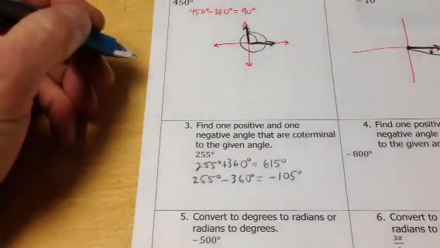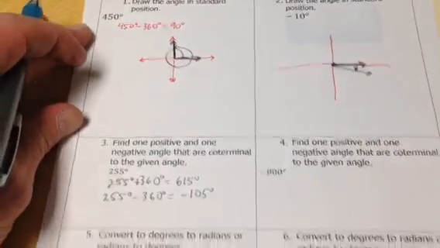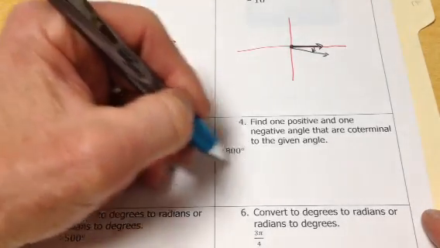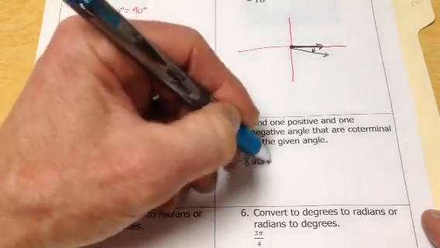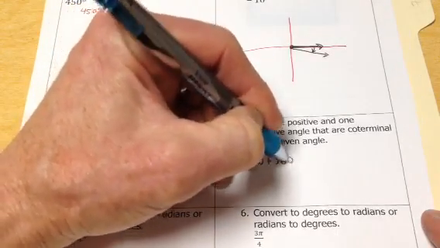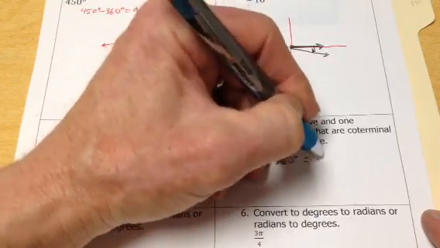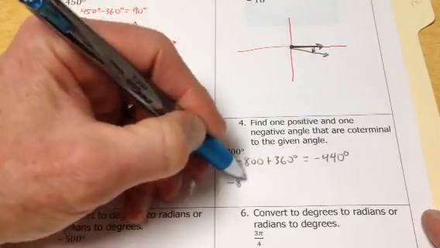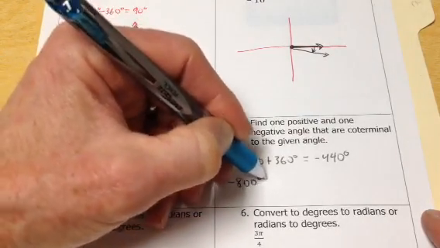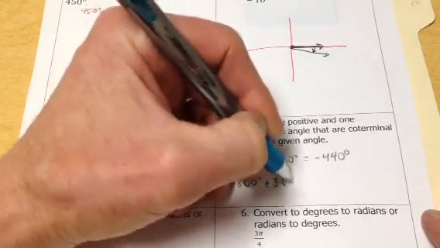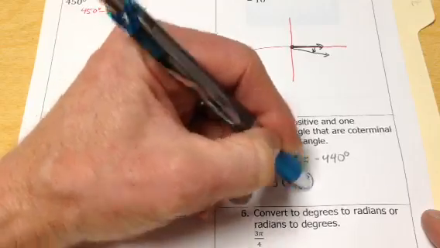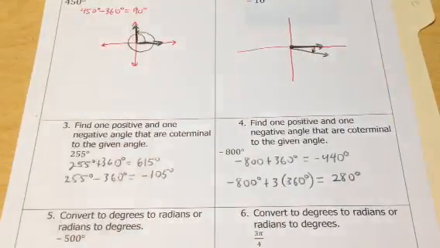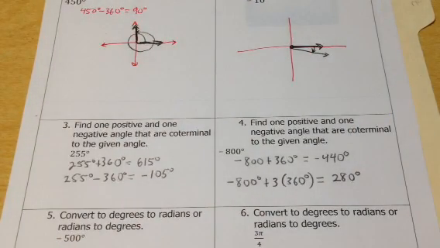Okay, then for coterminal to negative 800, we could do negative 800 plus 360, and that would equal negative 440. And if we did negative 800 plus 3 times 360, that would finally get us to something positive that's also coterminal. So 280 degrees.